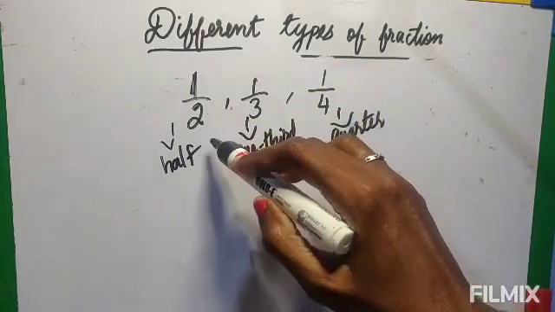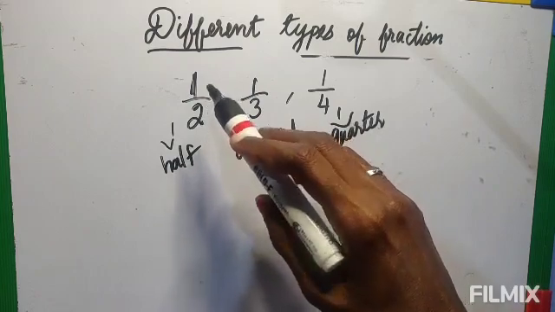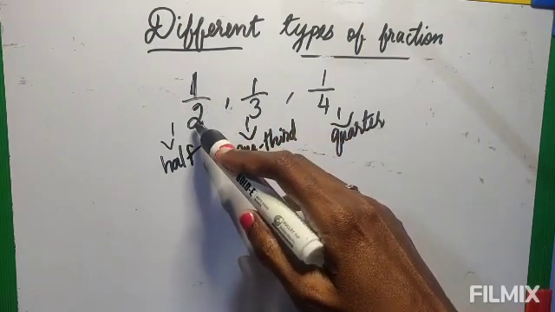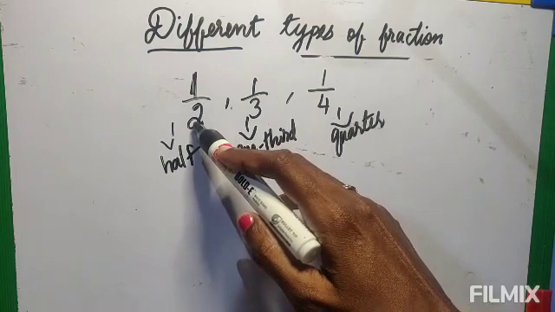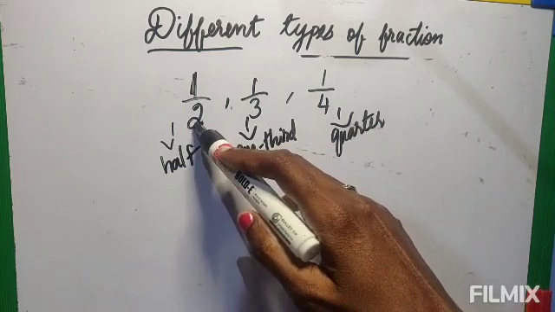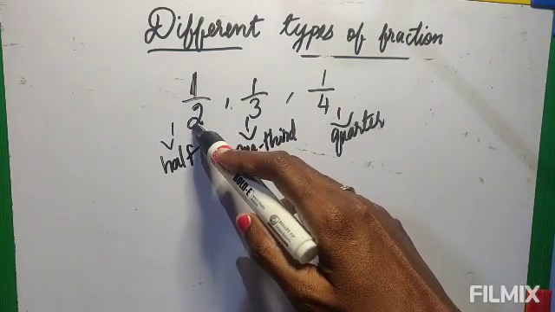I think I already explained, to find 1 by 2, the half of a number, you have to divide it by 2. Here 2 is in the denominator, so you will divide it by 2.